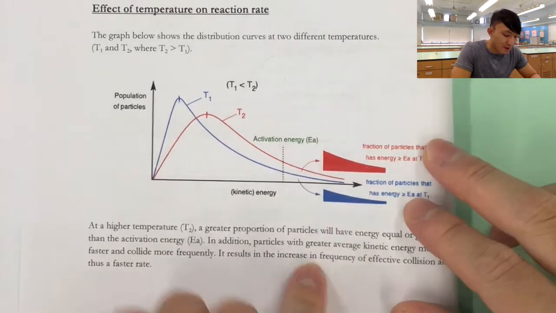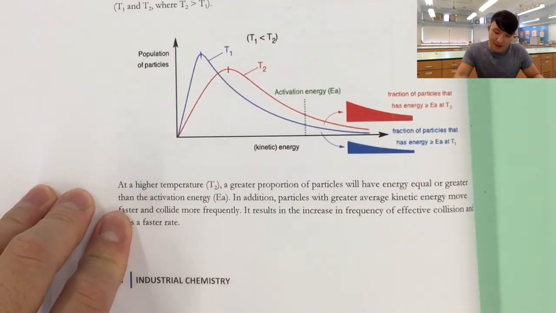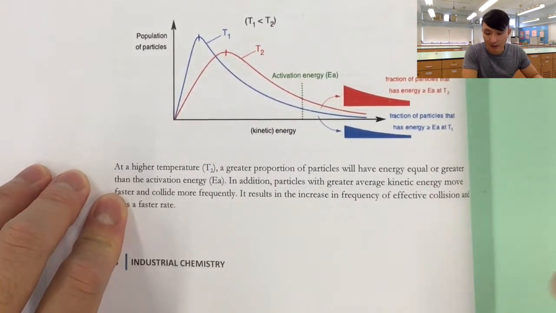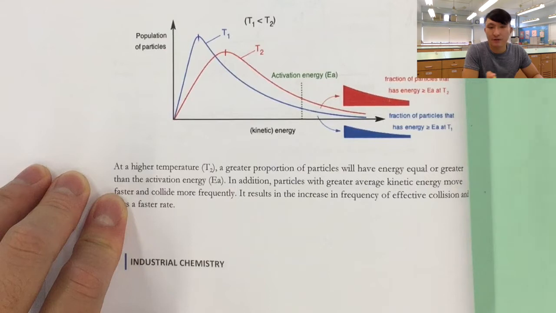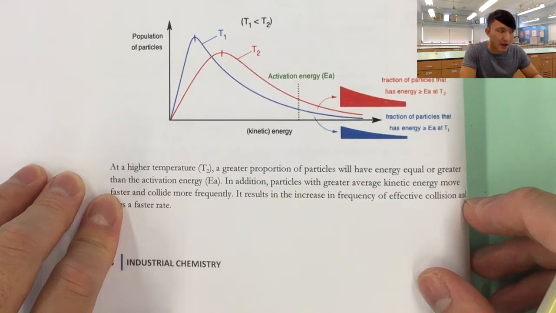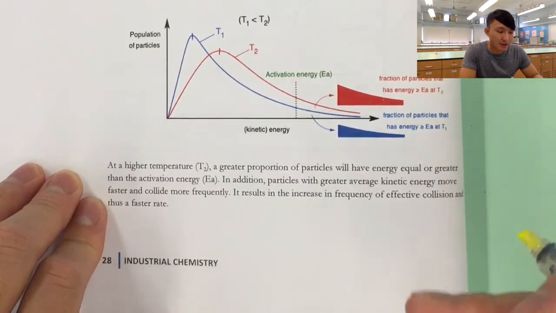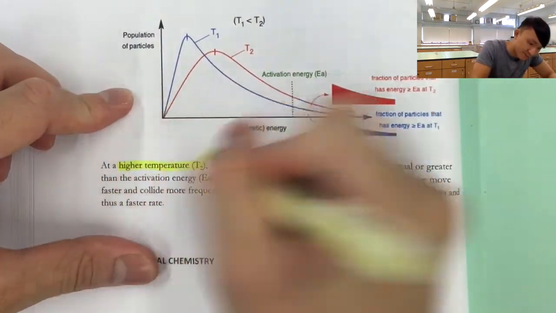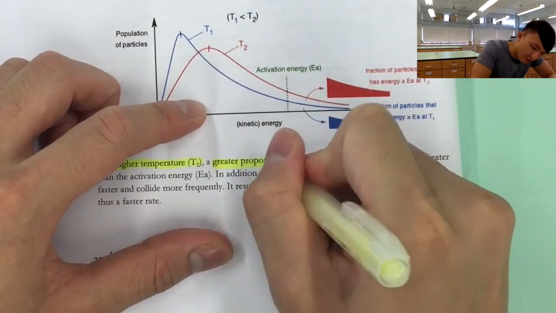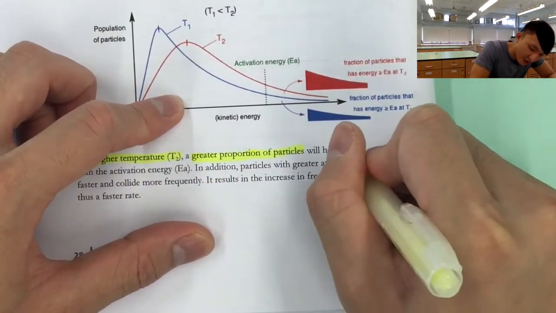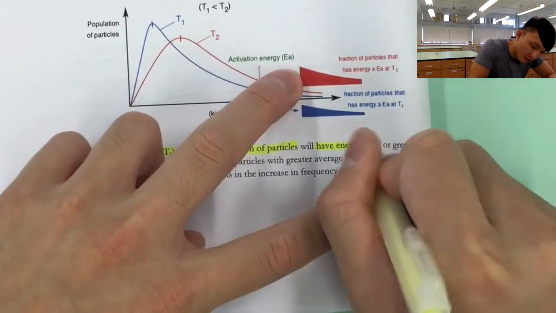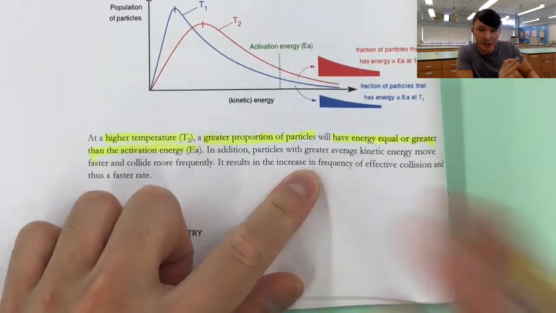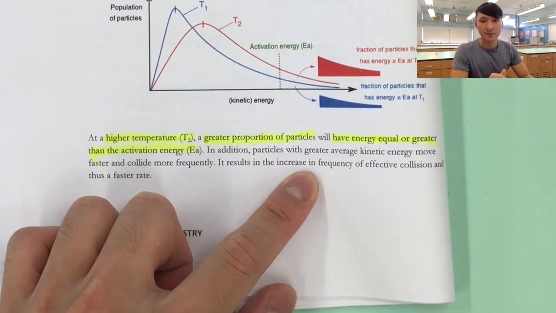Okay? So down here, you can underline keywords, and I want you to look at how I explain, because these terms are frequently used when you are explaining a situation using the Boltzmann distribution curve. Now you see, at a higher temperature, there will be a greater proportion of particles having energy equal to or greater than the activation energy. Okay? You notice we always say energy equal to or greater than the activation energy.